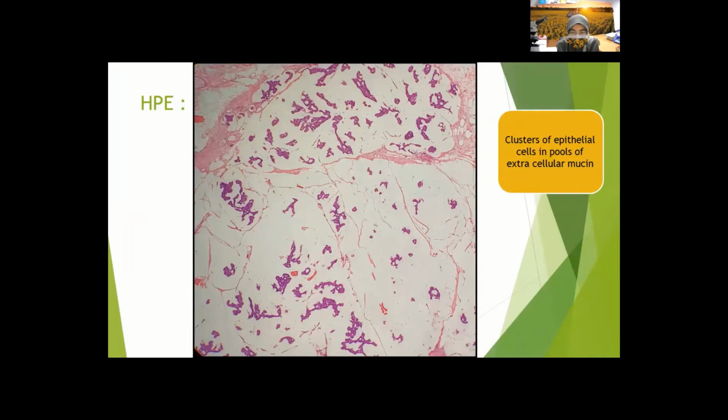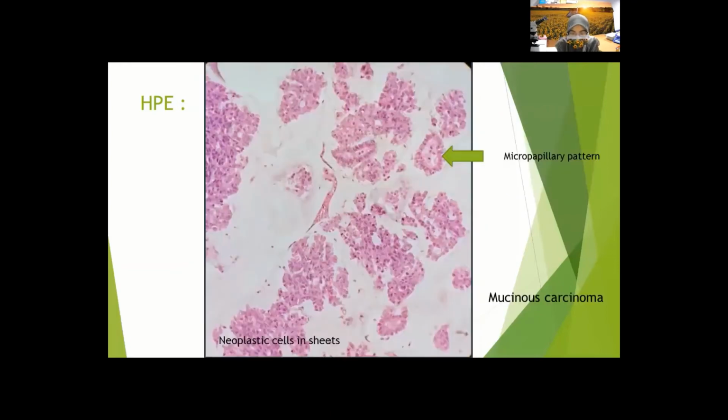So this is the typical finding of clusters of epithelial cells floating in islands of mucin. Most of the areas show this kind of pattern. In these areas we can appreciate the neoplastic cells present in a micropapillary type pattern with some of the cells in sheets. So the diagnosis was mucinous carcinoma based on the histology.